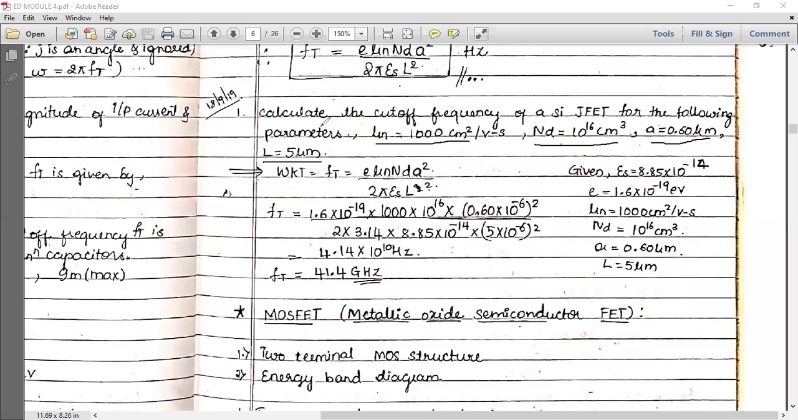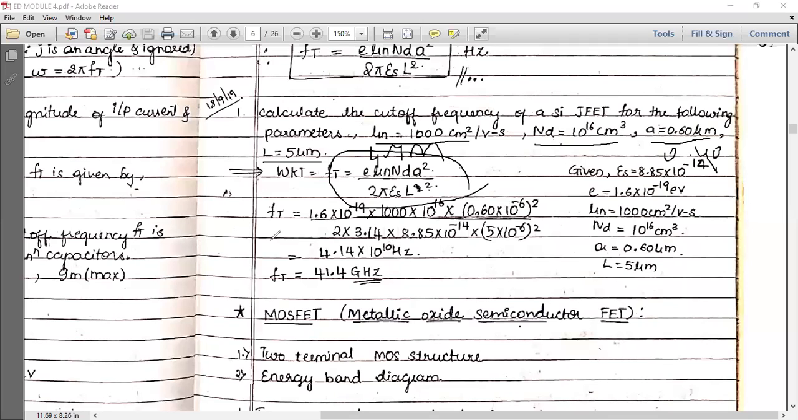Now get me the value of the cutoff frequency. Solve on your own using this formula and submit the result. Tell me what the cutoff frequency will be for this one. Do it fast and respond in the chat box.